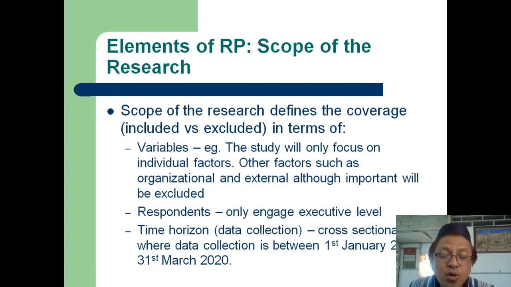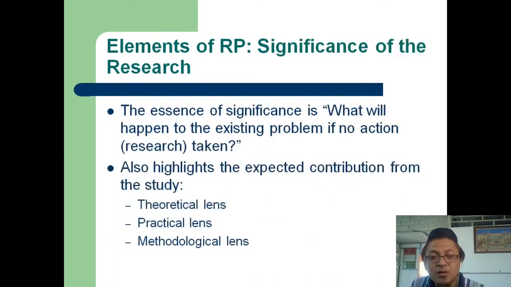You can also define the scope in terms of respondents. For example, if you study an organization, you only want to engage executive level, so non-executive level you will exclude from the study. Then scope can also be in terms of time horizon, especially when you collect data. You can argue that the data you have collected is between this date and that date. That means the findings represent the phenomenon in this particular time horizon. Other than that will not be included.